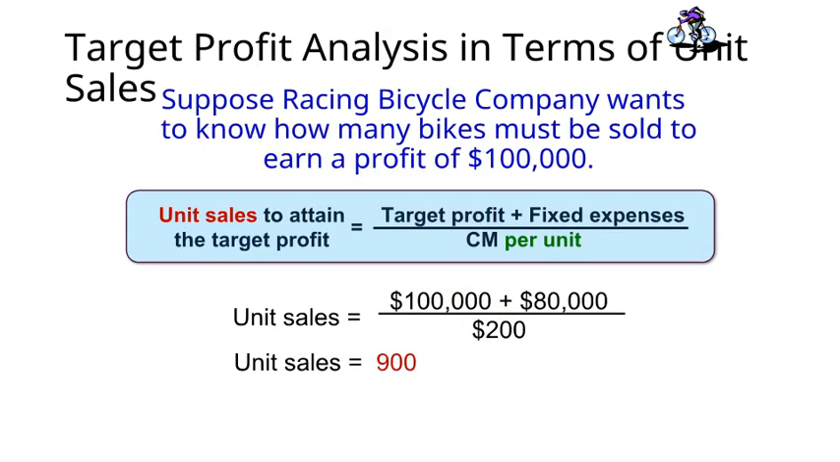Unit sales to attain the target profit level is equal to the sum of $100,000, the target profit, plus $80,000, total fixed expenses, divided by the unit contribution margin of $200. We arrive at 900 units sold to earn net operating income of $100,000.